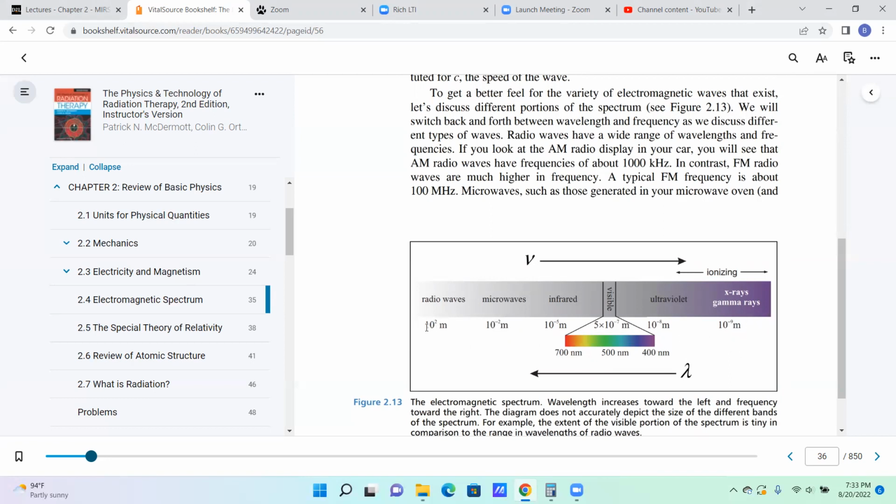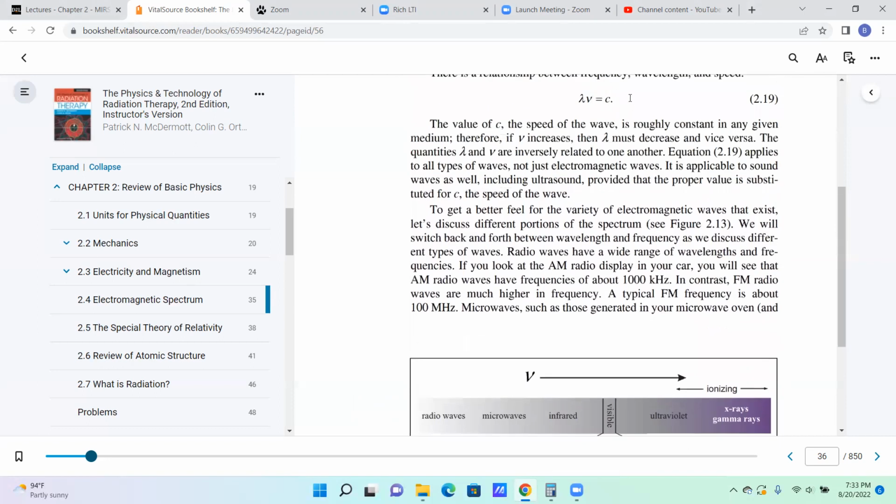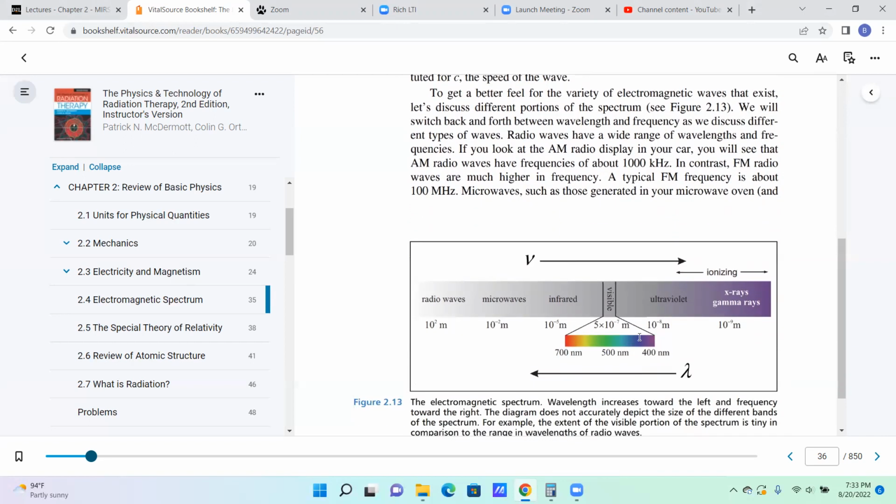You can notice these are really long, these are really short. As the wavelength gets larger, the frequency here is going to get smaller, because if this is going to be the same and this value is getting larger, in order to make this equation still hold true, this has to get smaller. So that's what's going on here.